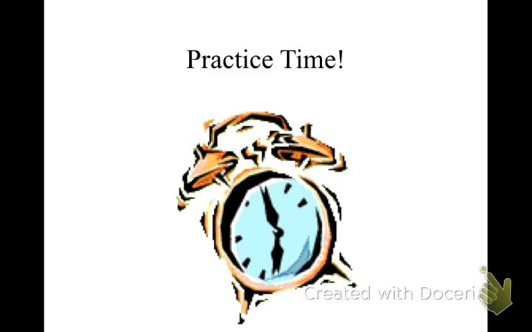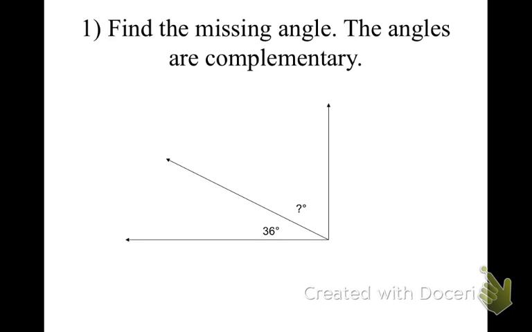So now we're going to do some examples. Find the missing angle. The angles are complementary, so that tells us that they total 90 degrees. So we have an equation that we can write. 36 plus, in this case the question mark, I'm going to replace with an x, will equal 90 degrees. If I subtract 36 from both sides, I find the missing angle to be 54 degrees. And when I'm finding an angle measurement, I make sure that I'm giving the unit label of degrees.